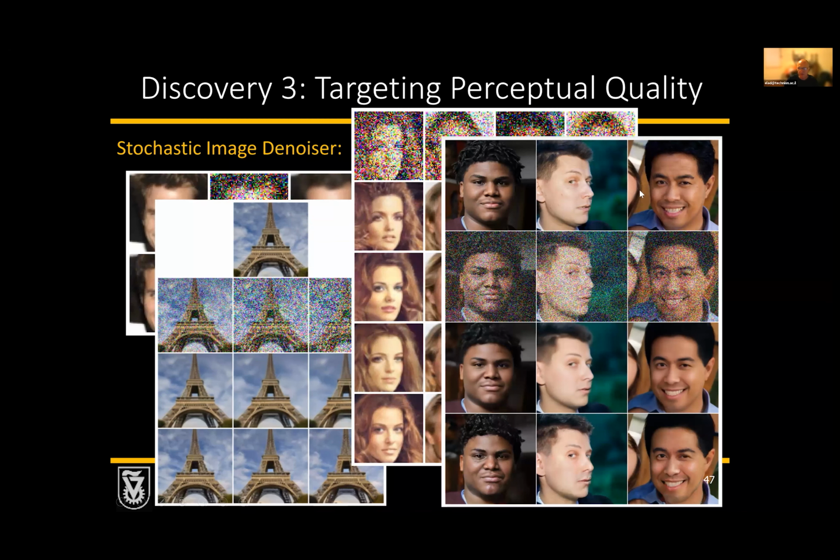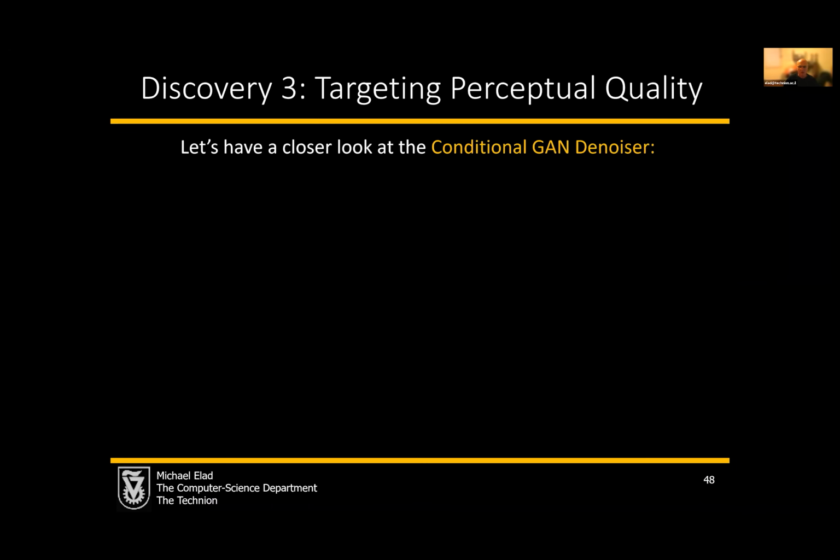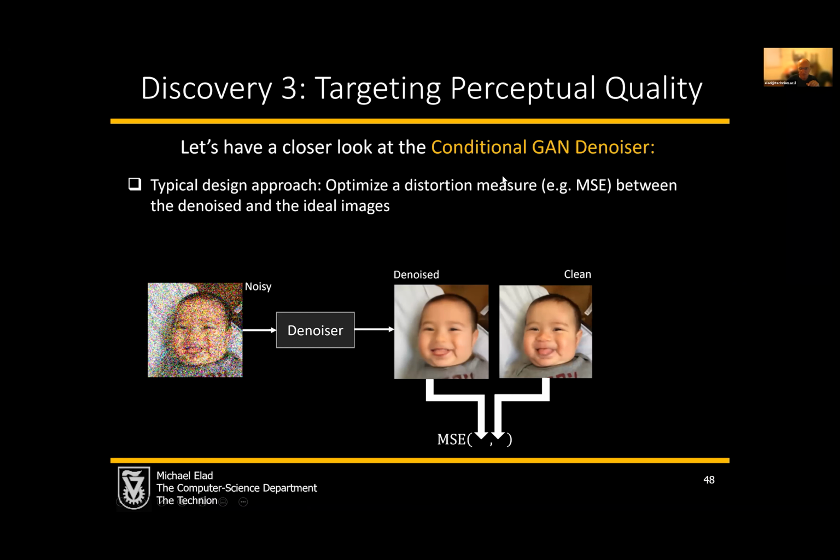Last example, clean images, noisy images, MMSE, and our result. And as you can see, our results are just sharper and more vivid. Okay. This was the first approach. Now let's move to the conditional GAN approach.